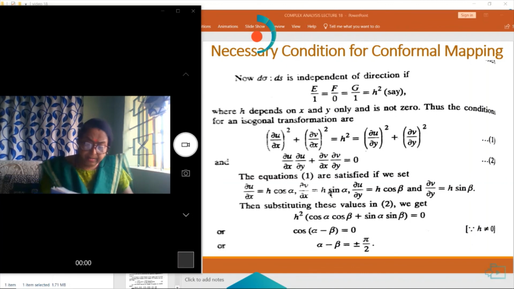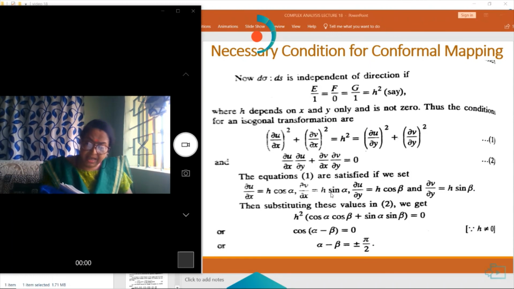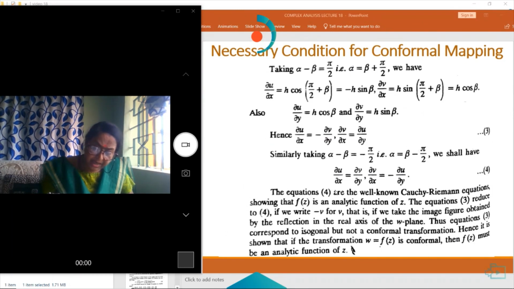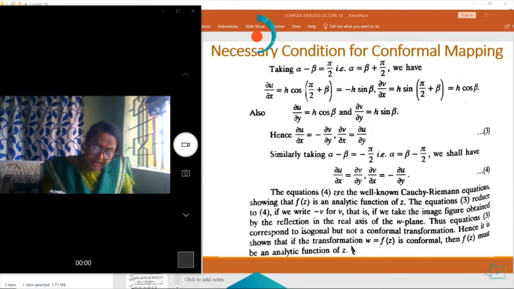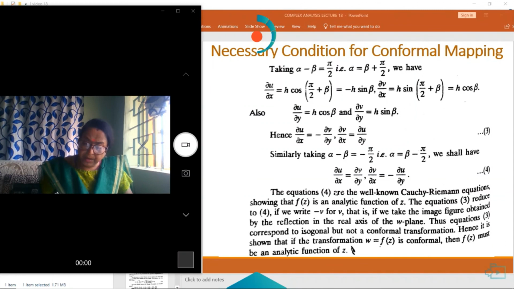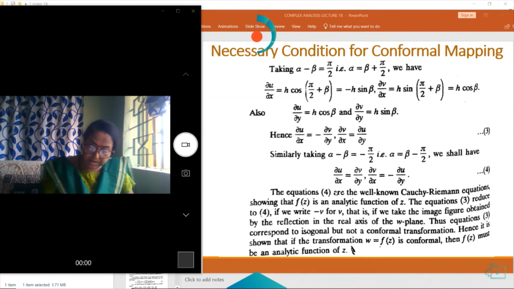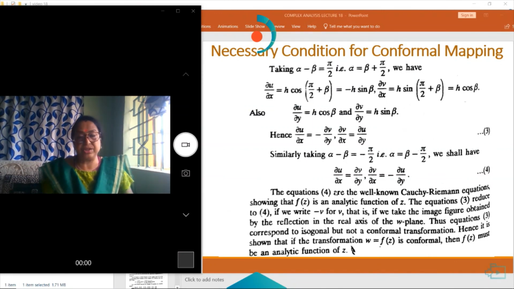So the Cauchy-Riemann equations are satisfied, so f(z) is an analytic function of z. Hence the equation reduces to an analytic function, and it is a conformal transformation, not merely an isogonal transformation. So students, W = f(z) is conformal, and f must be an analytic function of z.